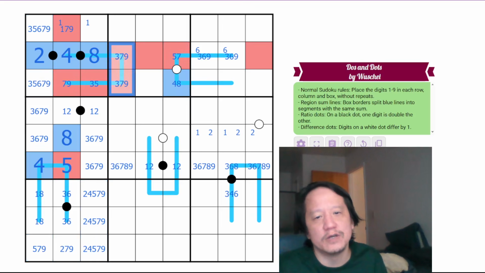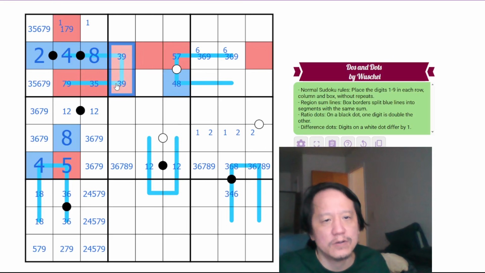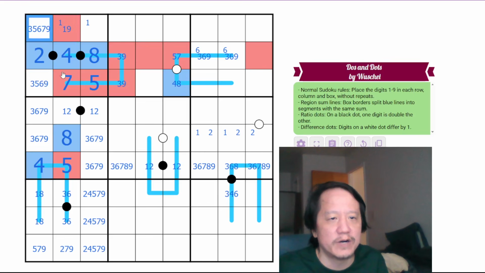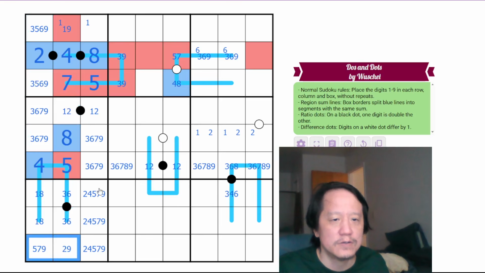So this has to be a 3-9 pair here. That means this can't be 3 or 9, because that would eliminate all possibilities for that cell there. So this is 5, that's 7. That eliminates 7 in the rest of the box and column. So no 7 there, no 7 there.